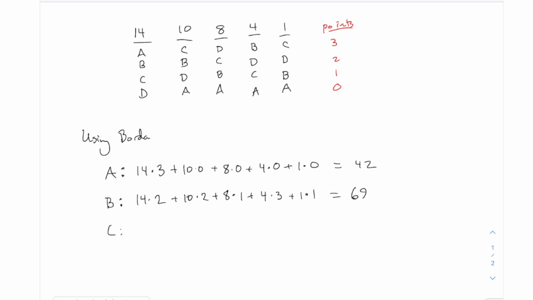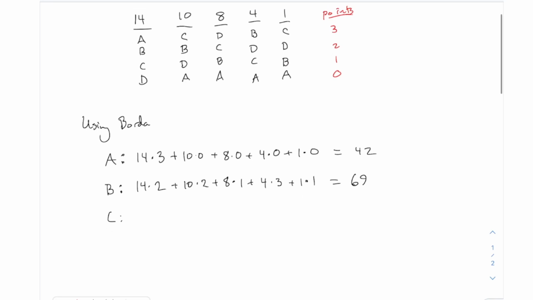So you just have to do this for each of them. It's not so hard to do. You just have to keep it straight and make sure you are being careful about everything. So for C, I get 14 times 1 this time. In the first column, C is getting 1 point, plus in the second column, 10 people times 3 points for C. In the third column, it's 8 times 2 because C is in the 2-point position. In the fourth column, it's 4 times 1. And then in the last column, 1 times 3. I hope you get something like that. Add these up, you get 67.